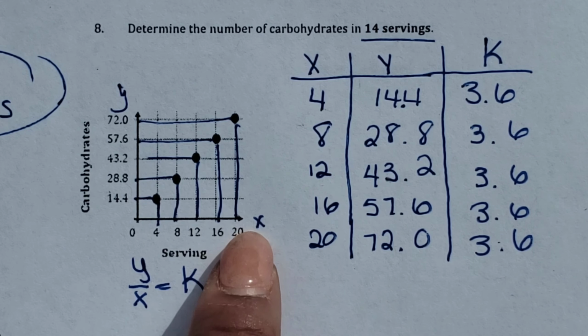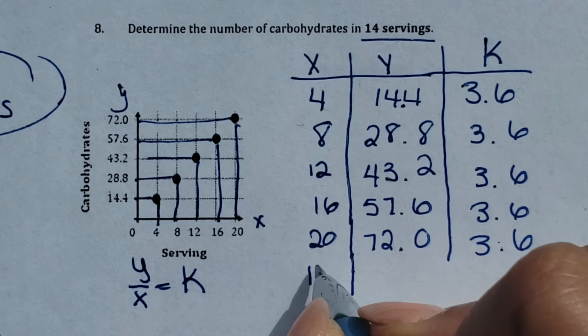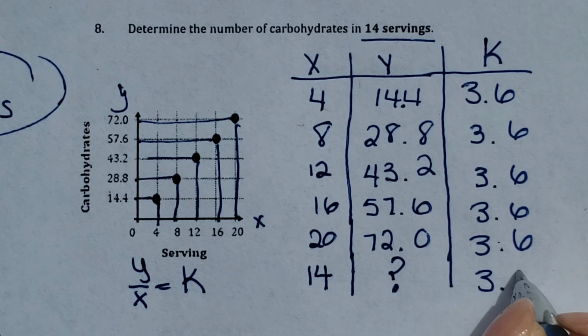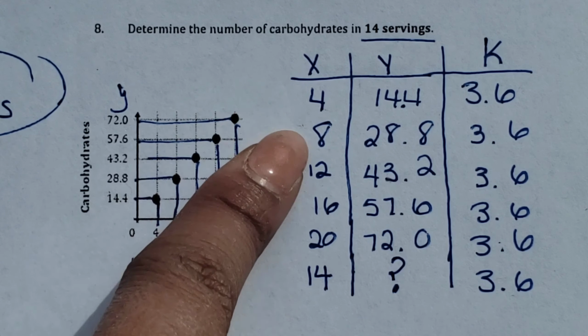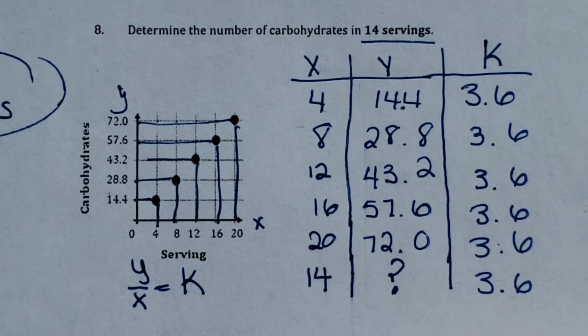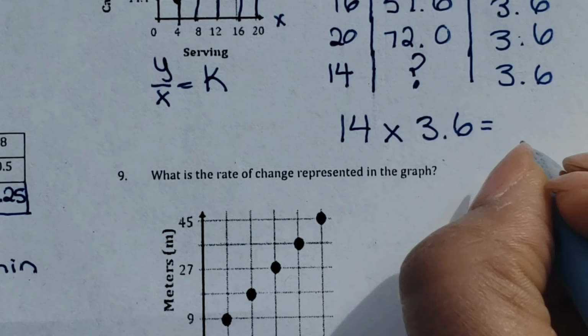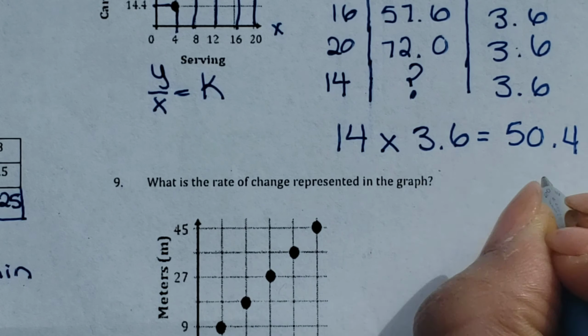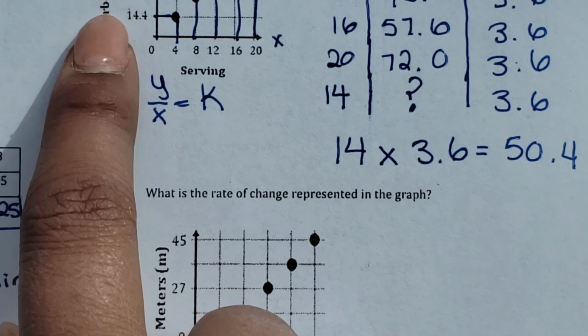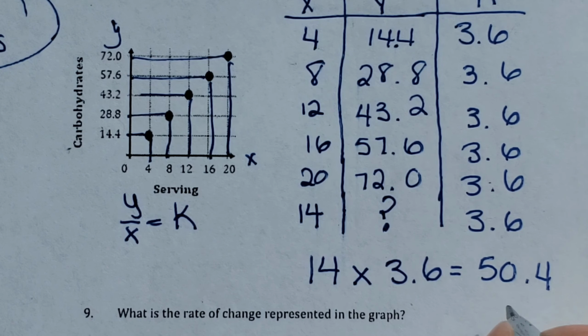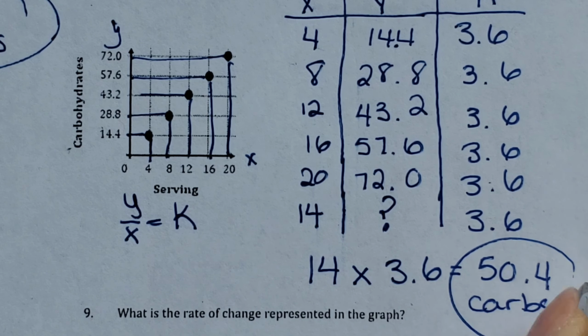So is servings under the carbohydrate side or is servings under the X side? As you see, servings lines up with X, question mark under Y, X's multiply, Y's divide. So to rewrite that out, I'm doing 14 times 3.6, my constant, which, there you go. When I do that, I'm going to get 50.4. 50.4 what? Yes, you got it. We solved for that Y, which is carbohydrates. So I'm just going to put carbs just for short there.